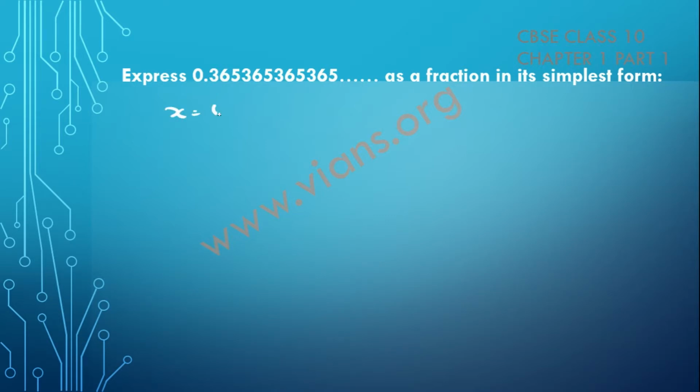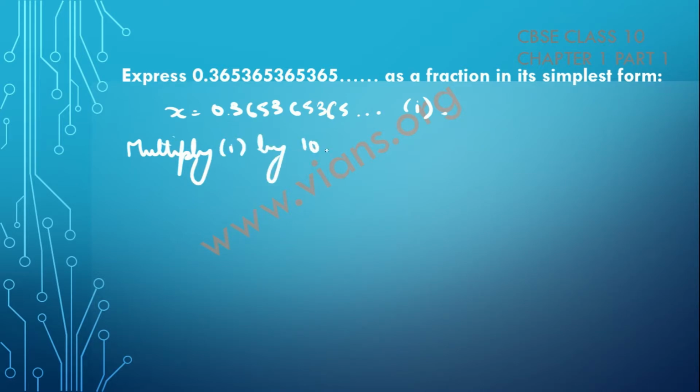x is equal to 0.365365365, and so on, and that's equation number 1. Let's multiply by 10. Give me 1 second here because my handwriting has just gone to dogs. Multiplying by 10, we get 10x is equal to 3.65365, and that's equation number 2.